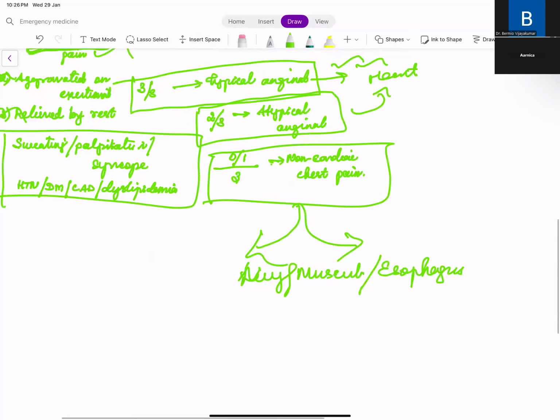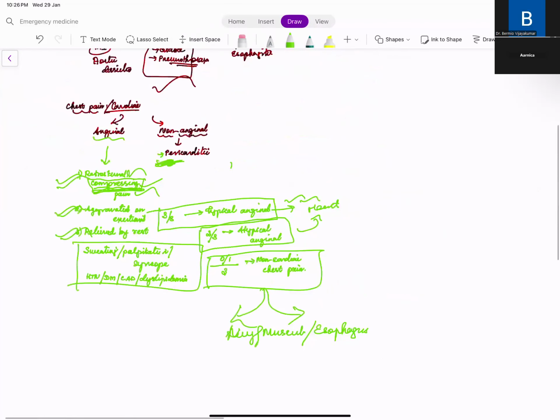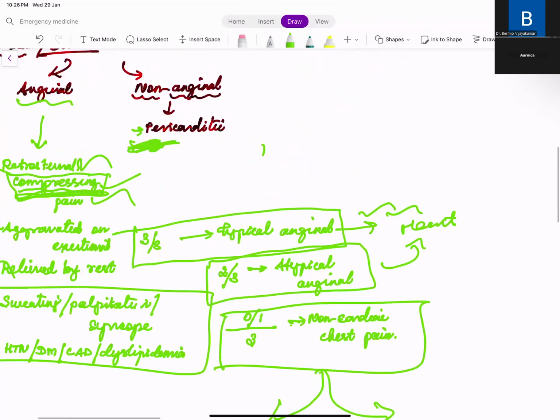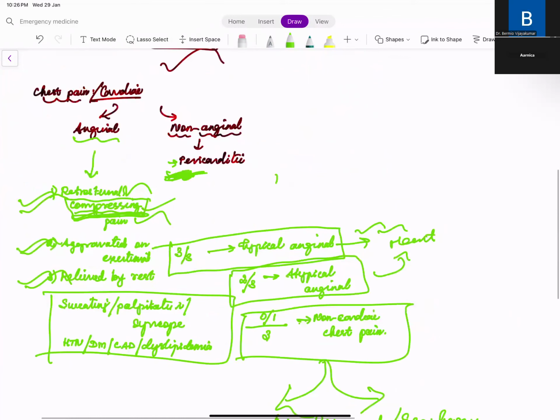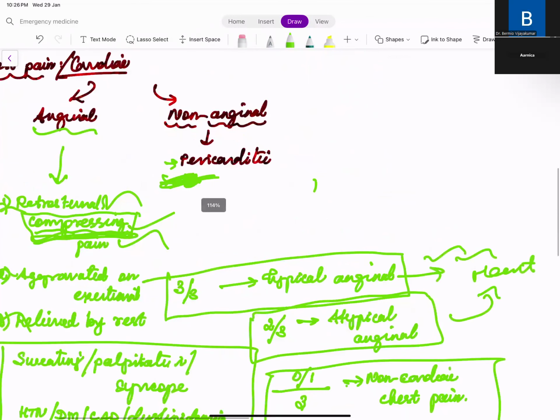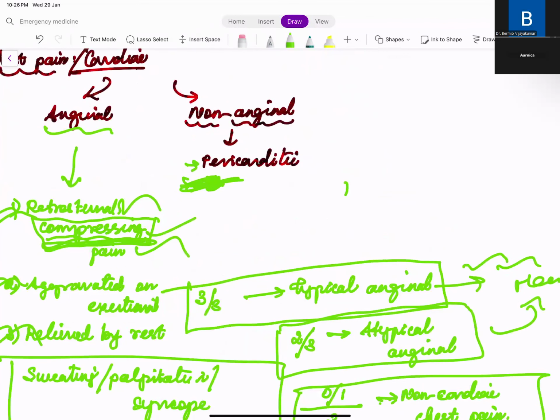Okay, so this is the first step, whether it is anginal or non-anginal. If it is anginal, typical anginal, atypical anginal, or non-cardiac. So the other type of pain which can originate from the heart is called pericarditic type of chest pain. This type of chest pain is similar to pleuritic type of chest pain. So we'll discuss this along with pleuritis.